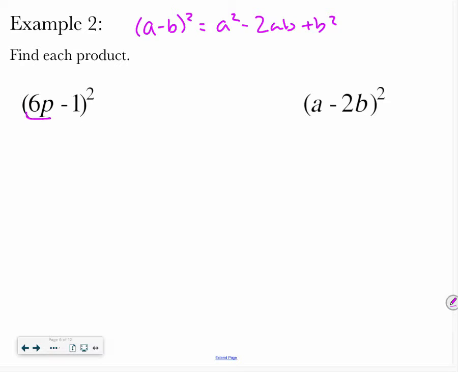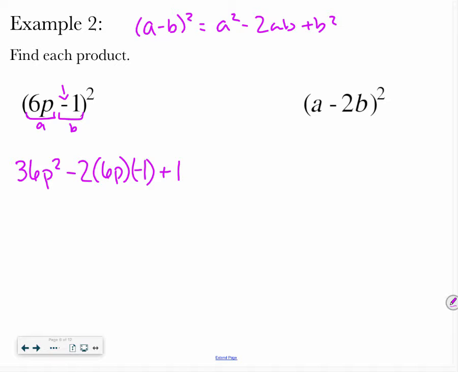Okay, so again, my a term, my b term, remember to take that negative with your b term. So a squared is going to give me 36p squared minus 2 times my a term times my b term plus b squared, so that's going to be plus 1.